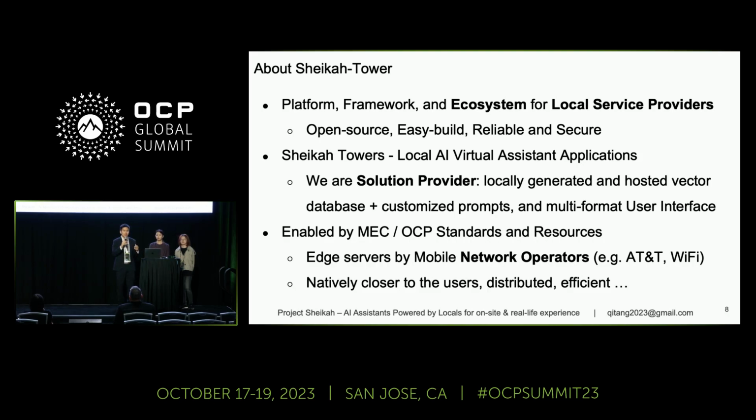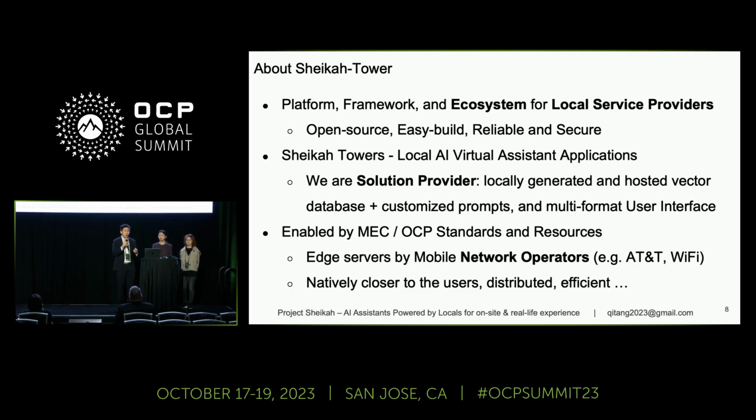We are building the Shaker Tower, which is essentially a local AI virtual assistant application. The data is provided by the local service providers. Today, for example, event hosts can provide the schedules of events, uploaded to this platform, so the people nearby or attending this event can easily access them.